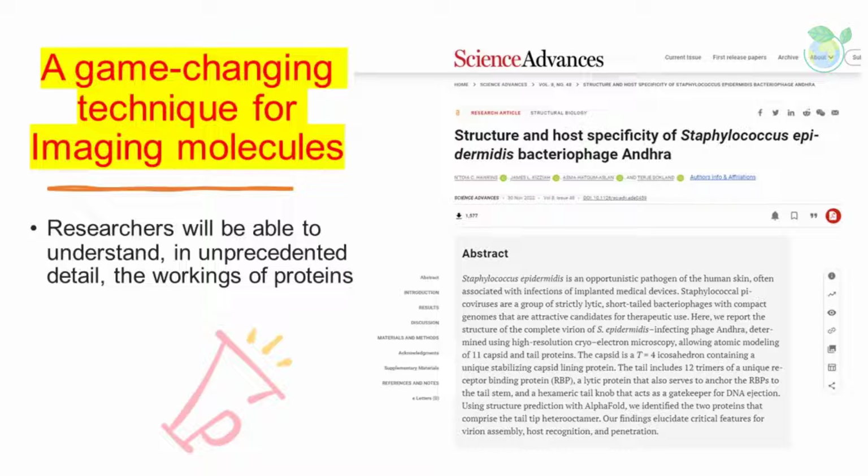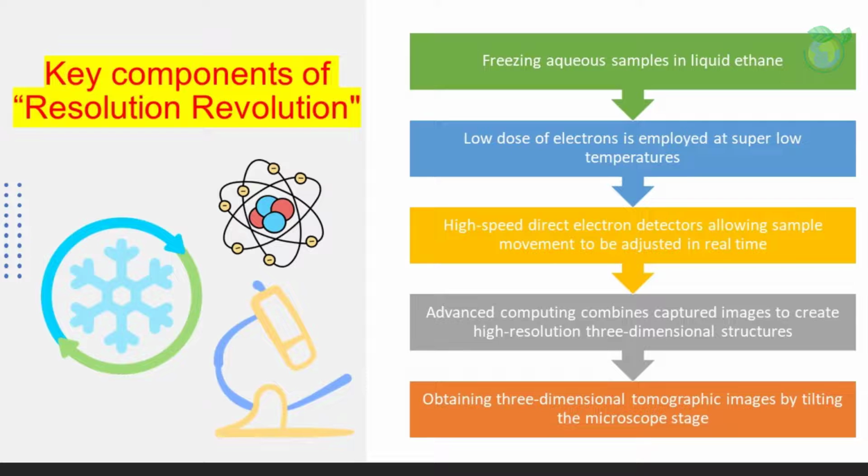A game-changing technique for imaging molecules, known as cryo-electron microscopy, has produced its sharpest pictures yet, and, for the first time, discern individual atoms in a protein. By achieving atomic resolution using cryogenic electron microscopy, cryo-EM, researchers will be able to understand, in unprecedented detail, the workings of proteins that cannot easily be examined by other imaging techniques, such as X-ray crystallography.